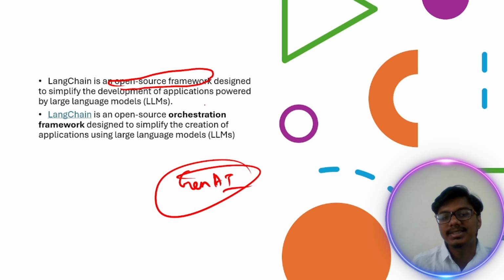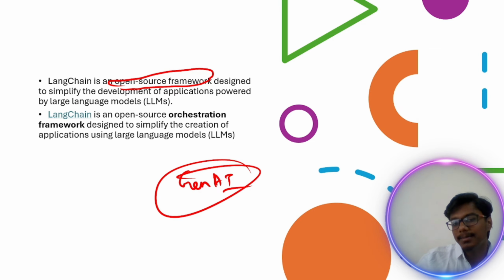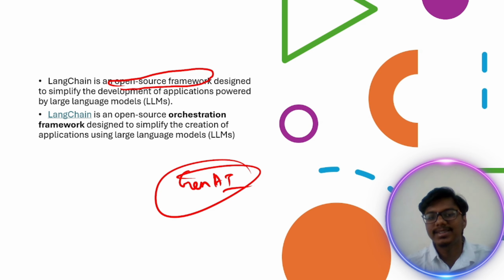It is an orchestration framework, and orchestration means nothing but middleware. It sits in the middle between humans and the LLMs. We are going to connect the user prompts to LLMs. It is going to connect them. Likewise, LangChain can be used. LangChain is the orchestration framework designed to develop Gen AI applications.